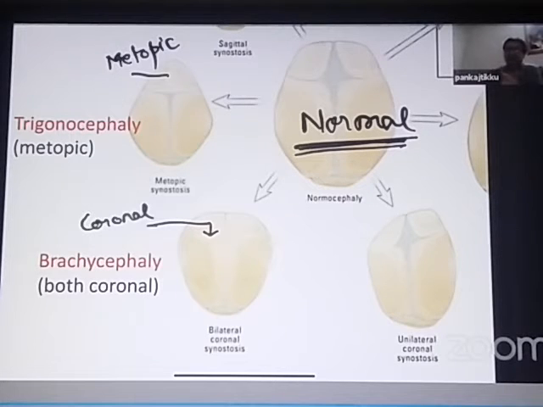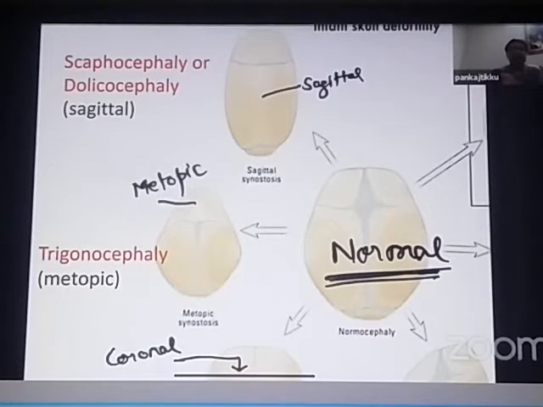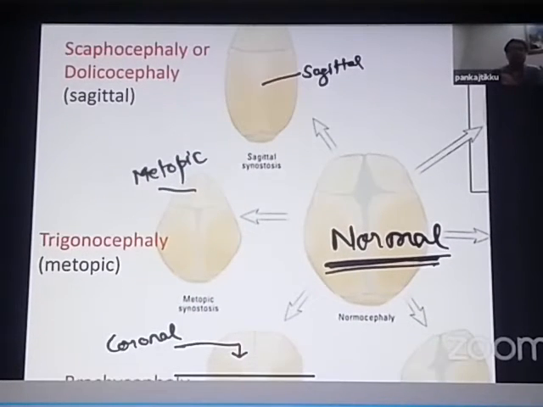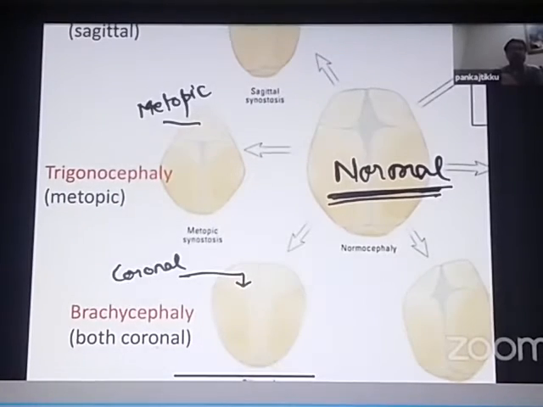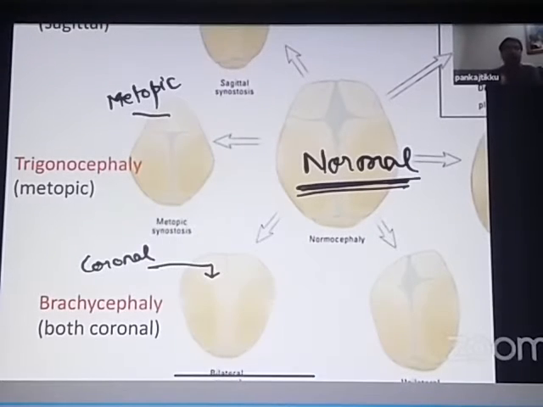So I'll repeat again. Scaphocephaly is premature fusion of the sagittal sutures. Trigonocephaly is premature fusion of the metopic sutures. And brachycephaly is premature fusion of both the coronal sutures, not one, both the coronal sutures.